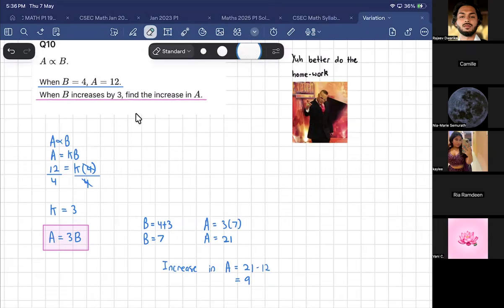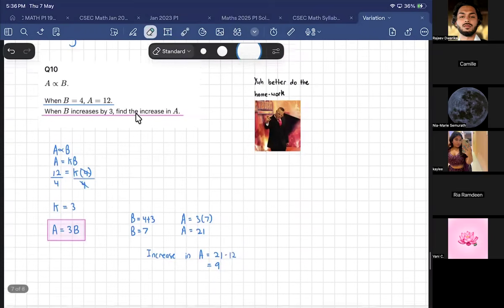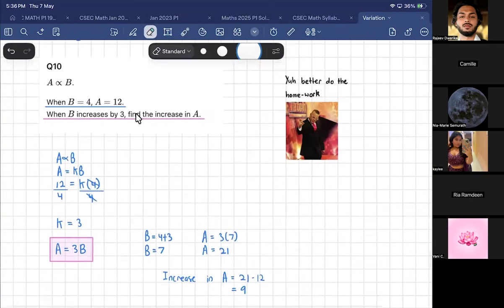It was just making it look menacing, but it was actually easy. So if everybody is okay, I'm going to move on to some past paper questions now. Let me know if all are right. Yes, sir. So anytime you see increase by, you might be tempted to multiply, but you're not going to multiply. You're going to add. Increase by means to add.